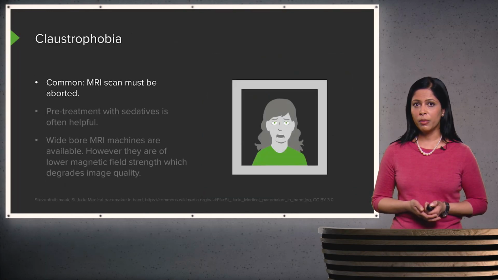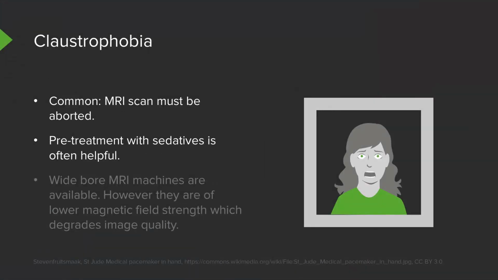Claustrophobia is a very common reason that an MRI scan is aborted. Often pre-treatment with sedatives can be helpful, and it's usually attempted. And there are open MRI machines that are available that have a much larger or open bore. However, they are of lower magnetic field strength, which actually degrades image quality. So again, you have to take a look at the pros and the cons to see how important it is to perform the scan, and if there's any kind of medication that the patient can be given to help them go into the machine if they do have claustrophobia.